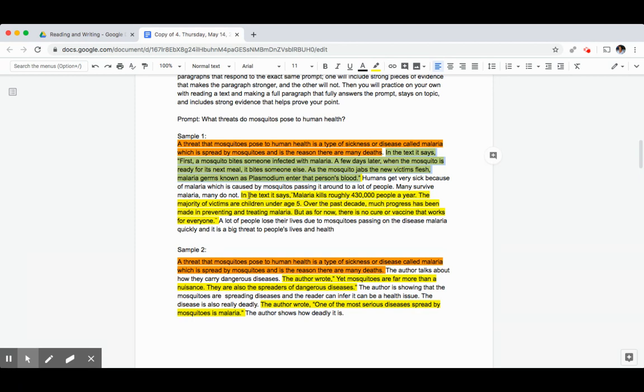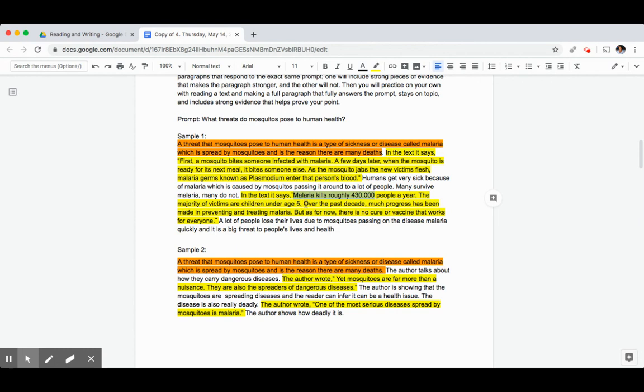Then the sample goes on to do just that and prove how many people die from malaria a year. This evidence helps to prove that mosquitoes have a huge threat to human health. And it proves that by telling us exactly how many people are dying each year from a disease that is spread through mosquitoes.